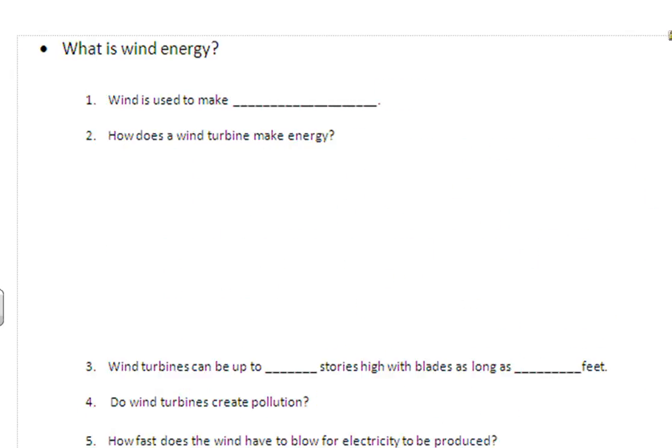Okay, so let's move on to wind energy. Okay, so wind energy is used to make electricity. So wind is used to make electricity. And we use wind turbines to make this electricity. So let's see how a wind turbine makes electricity, and we'll go through the steps. Then we'll see a video once we're finished with our recorded lesson that you can visualize and actually see how that wind turbine uses the wind to then transform that kinetic energy into electrical energy.